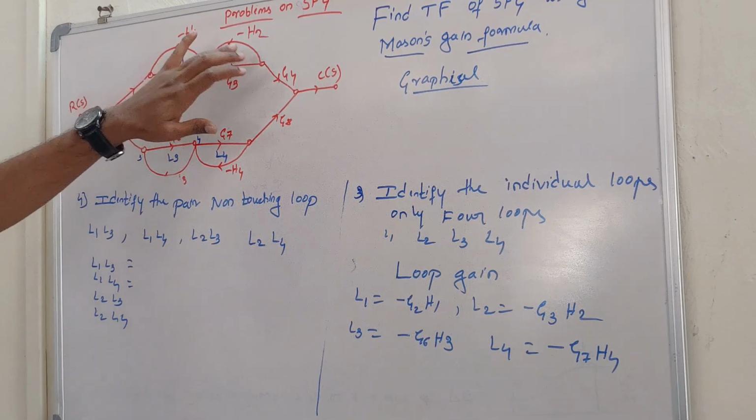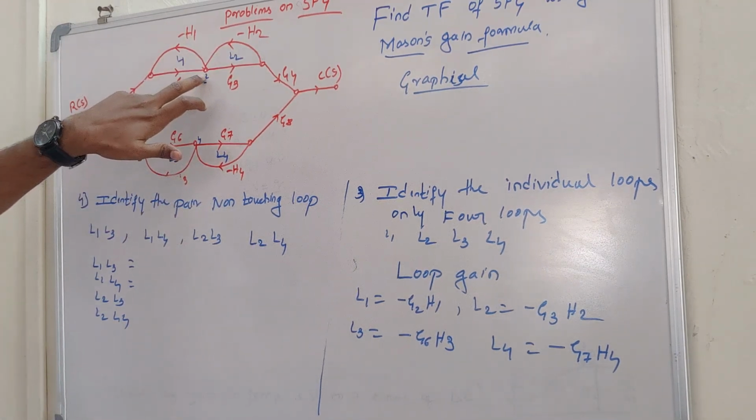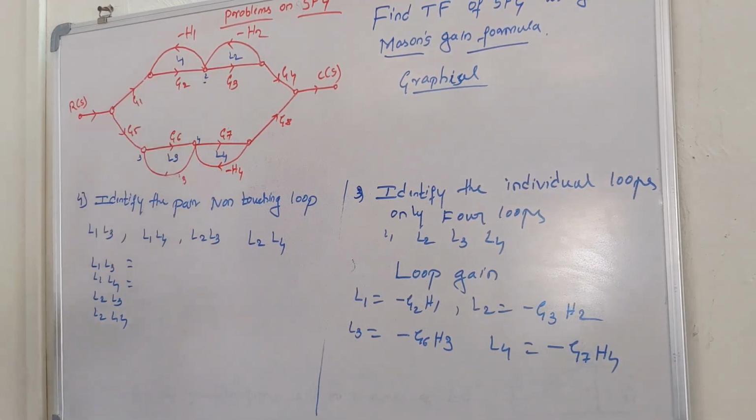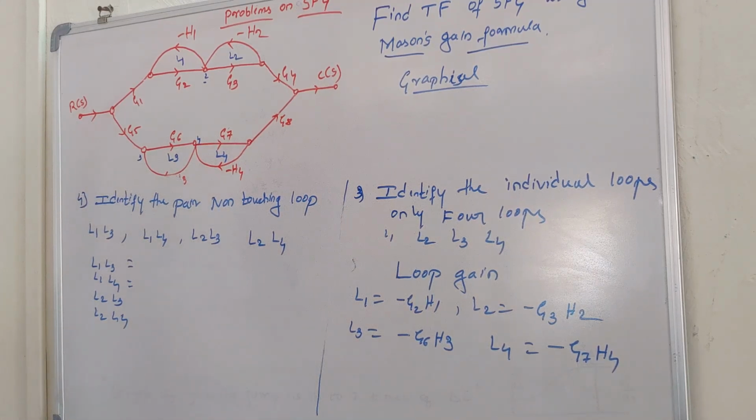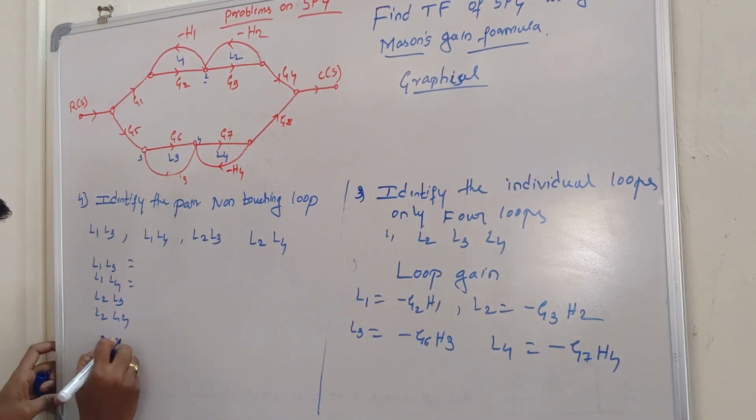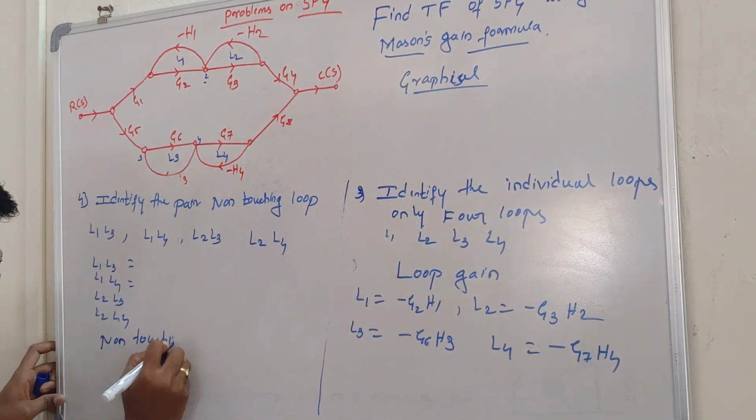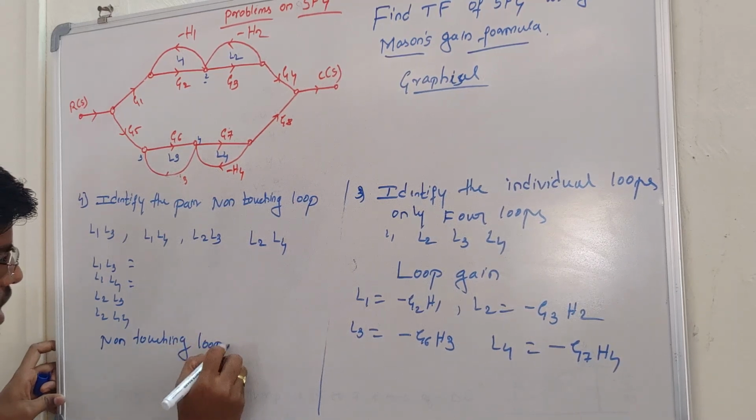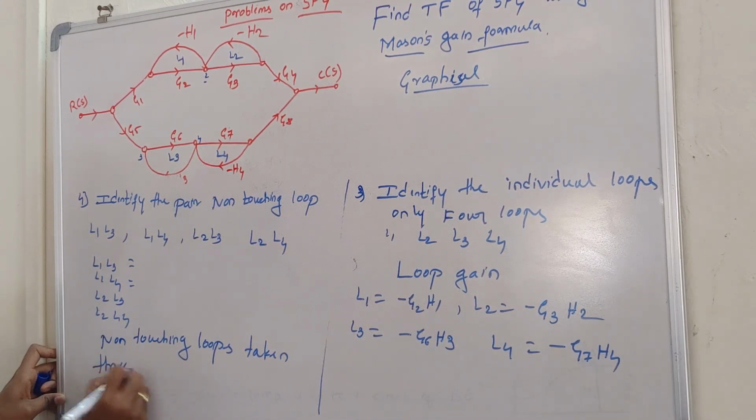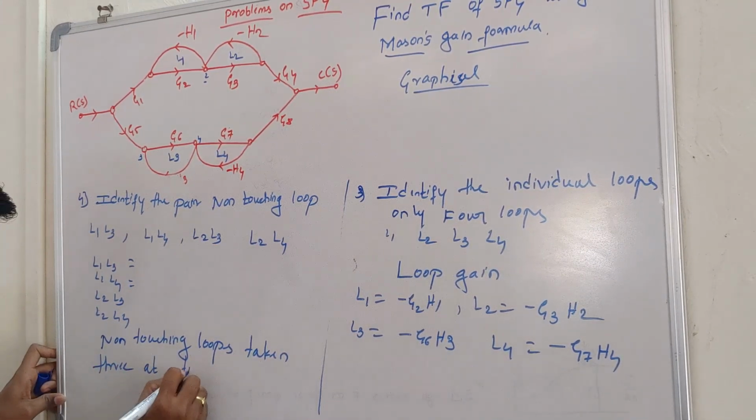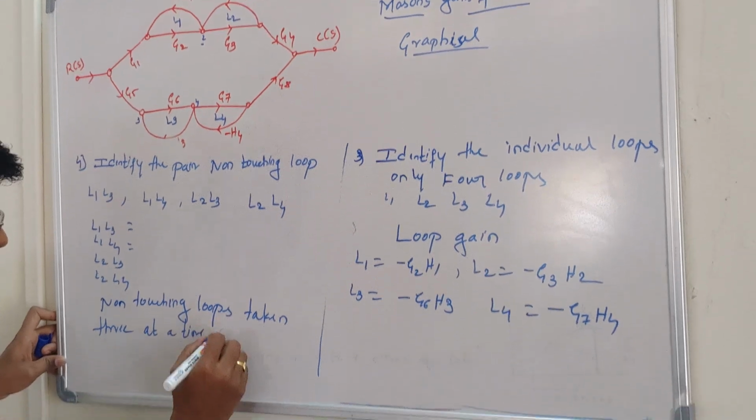Suppose if you see L1, L2, L4, they will share the common node 2. That is not a possible condition. Suppose if I see the loops L1, L3, L4, we have the common node 4. That is not a combination. So as such, there is no combination of non-touching loops taken 3 at a time. So non-touching loops taken 3 at a time is 0.